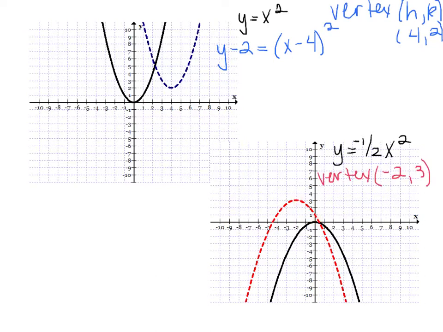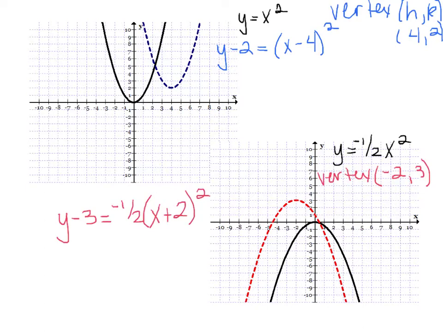When I write this equation, I will write this as y minus 3 is equal to negative 1/2, because that's right here, we can't drop that, times x minus a negative 2, so that's plus 2, squared.